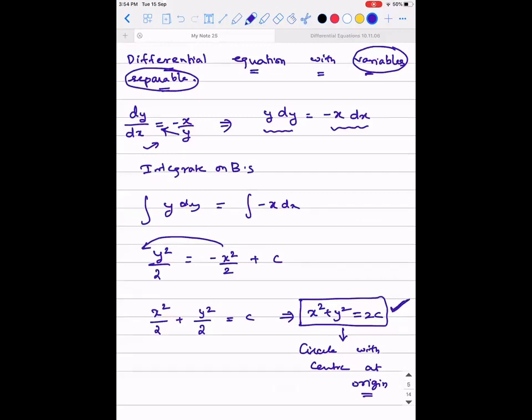And mainly this kind of integration we are going to do only for first order and first degree differential equations.